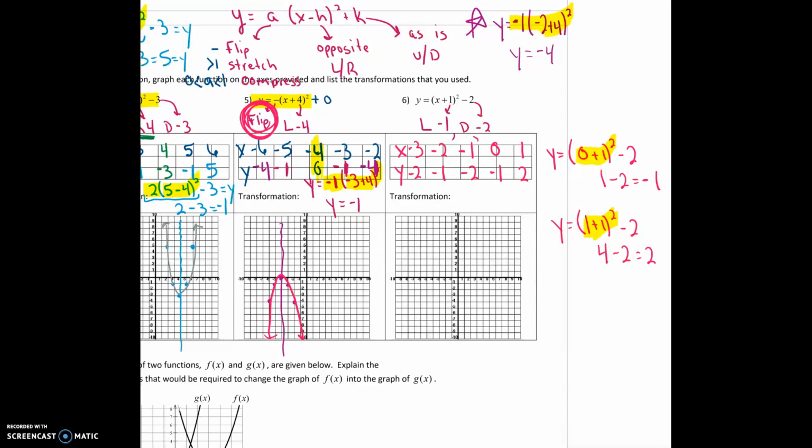So I'm going to start with my vertex, graph -1, -2. And then here's my axis of symmetry. So here's 0, -1, and its partner point, -2, -1, and then I'm going to have 1, 2, and then its partner point, -3, 2. And then just connect them, and you've got your U. So a lot of writing on that one.